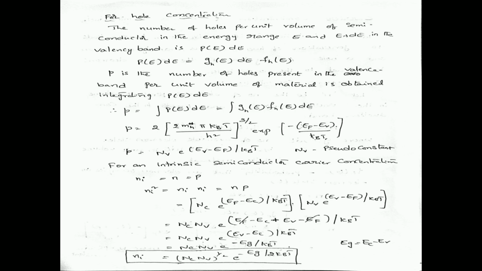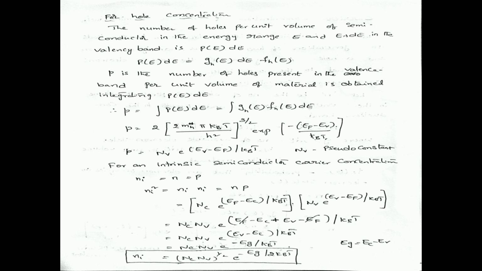Next, we find the hole concentration, same as for the electron. The number of holes per unit volume of semiconductor in the energy range E and E plus dE in the valency band is P of E dE. So, P of E dE is equal to GH of E dE times FH of E. P is the number of holes present in the valency band per unit volume of the material.